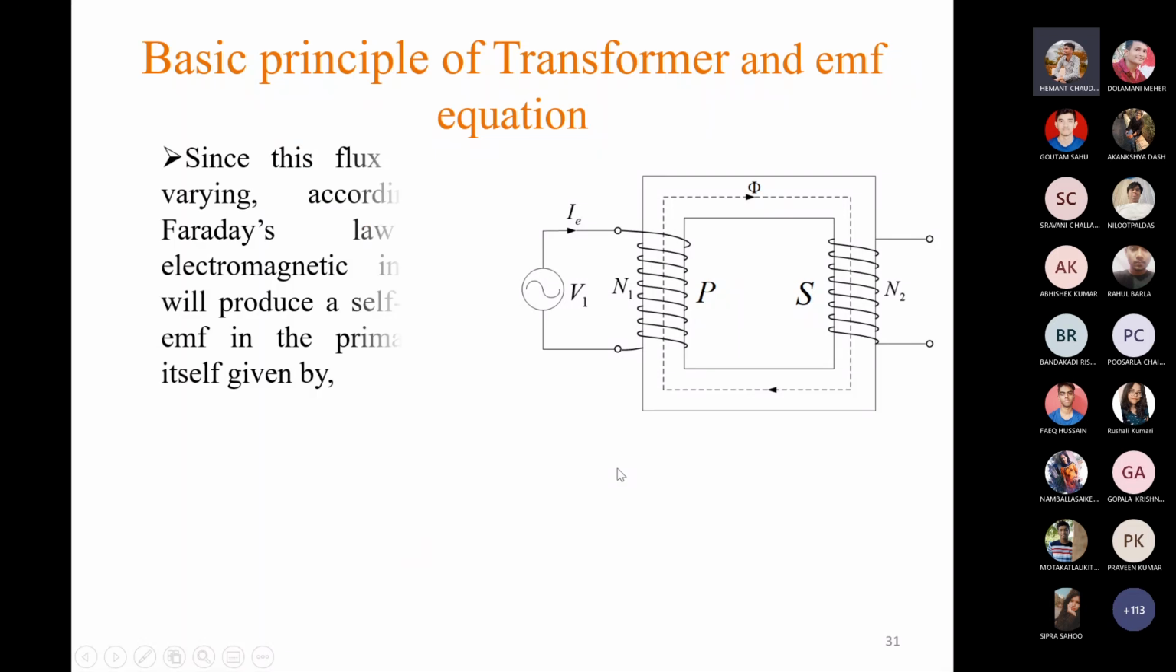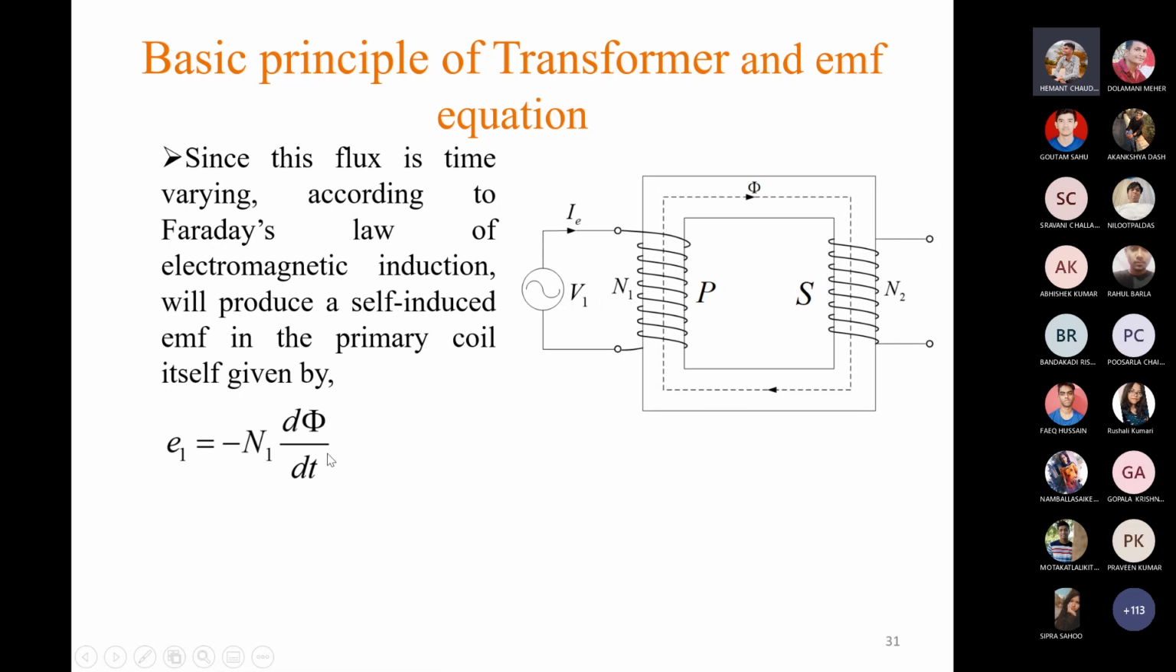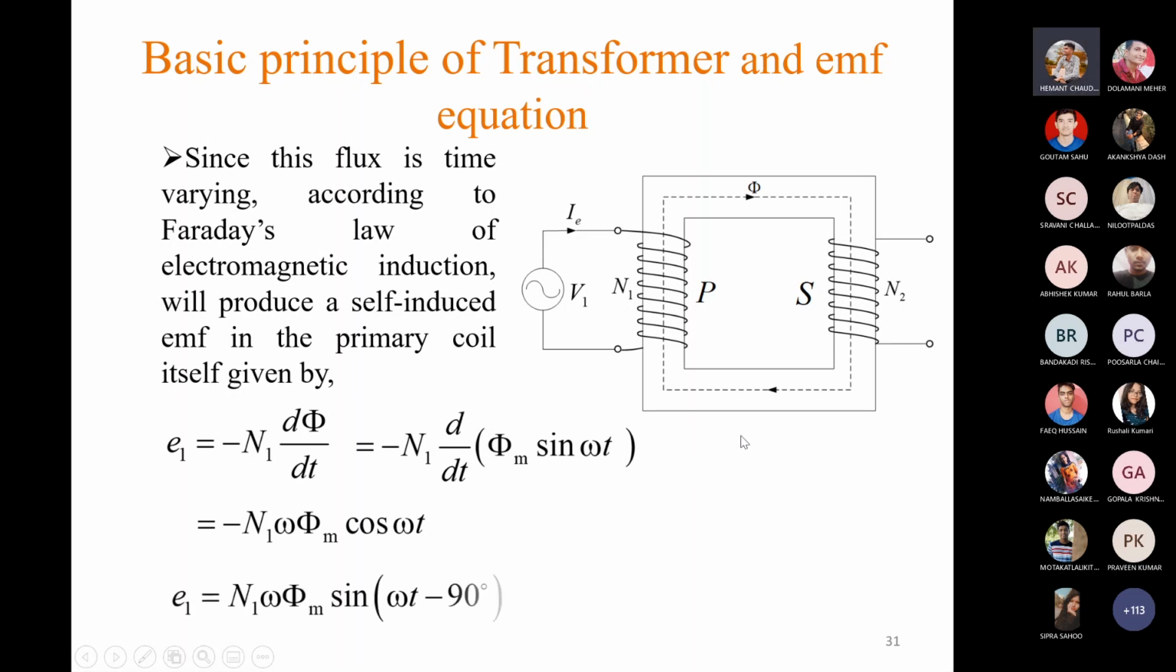Now what is the principle of electromagnetic induction? That is Faraday's law of electromagnetic induction. We know the mathematical expression e equals minus N d phi by dt. So using that equation, we can write e1 equals minus N1 d phi by dt. Here e1 is the induced EMF in the primary. Why is the small letter used? Because this is the instantaneous value. So putting the value of phi and taking the derivative with respect to t, we get e1 equals minus N1 omega phi m cos omega t, or we can write e1 equals N1 omega phi m sin(omega t minus 90 degrees).